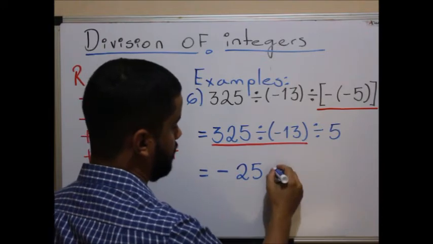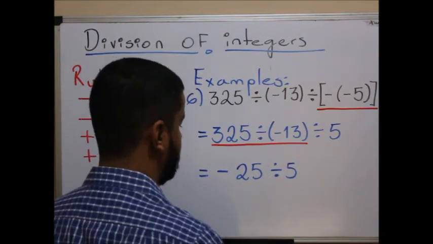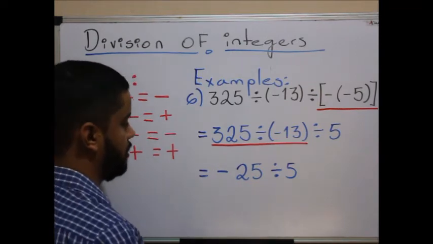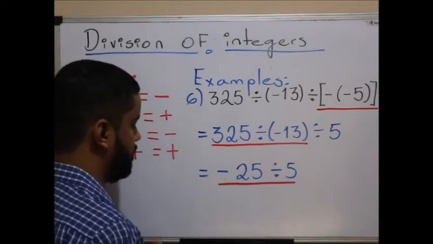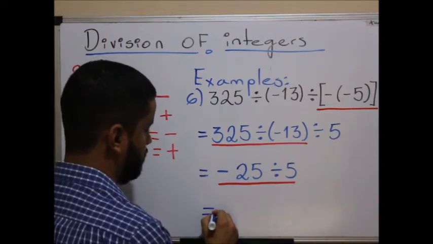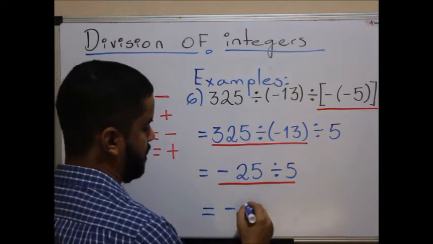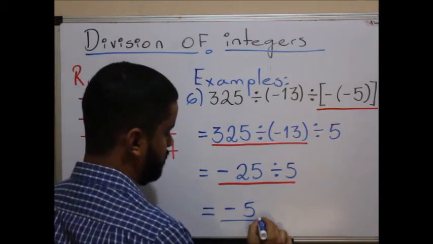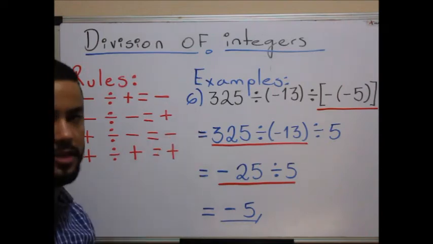Now we're going to write down the divided by 5, and we're going to solve that division. And again, we're having here different signs, so our solution will have a negative answer. Now we write down the negative and we say 25 divided by 5, that is 5. So that is our solution for example number 6.